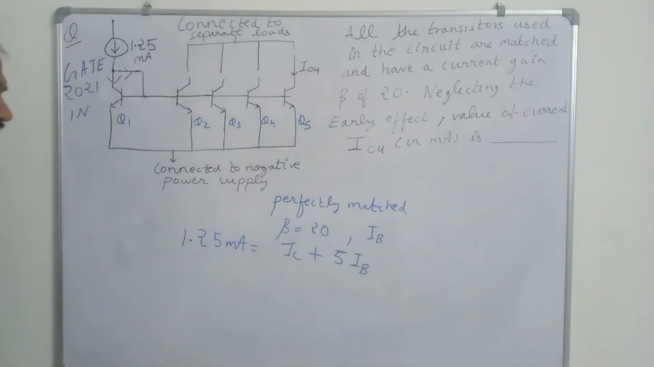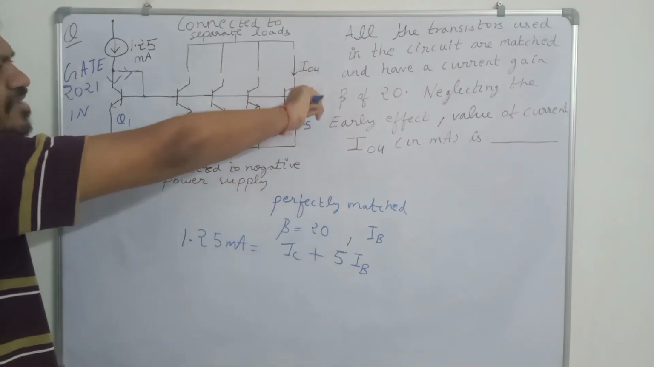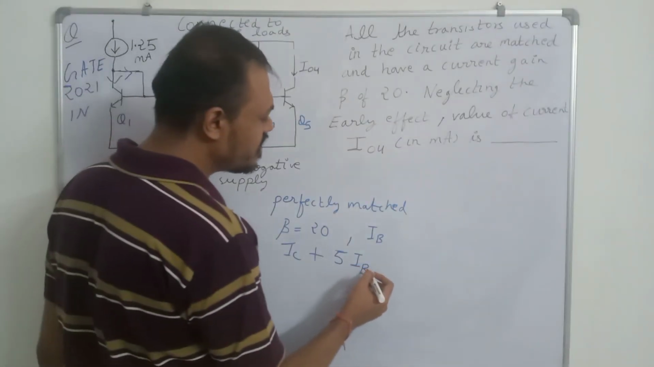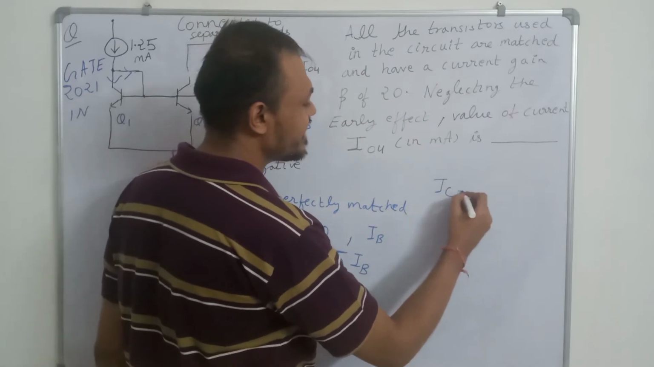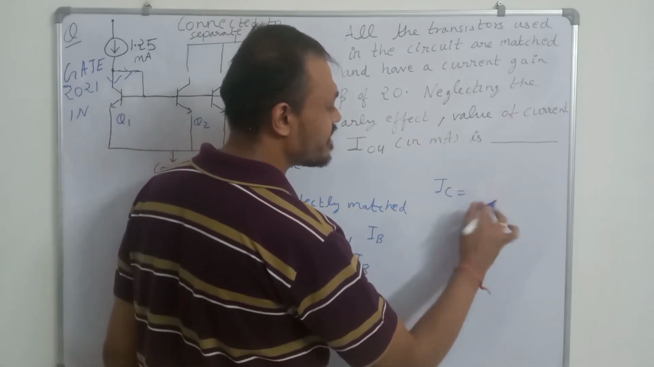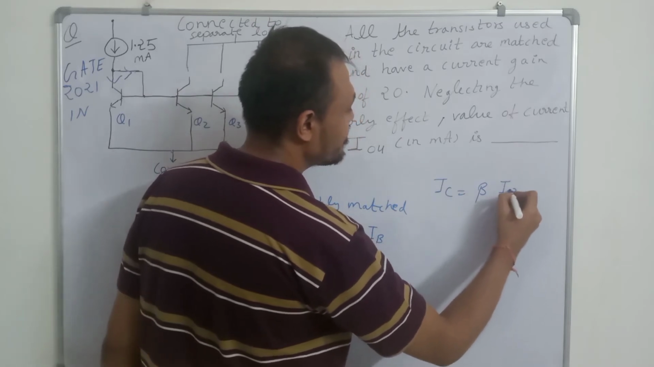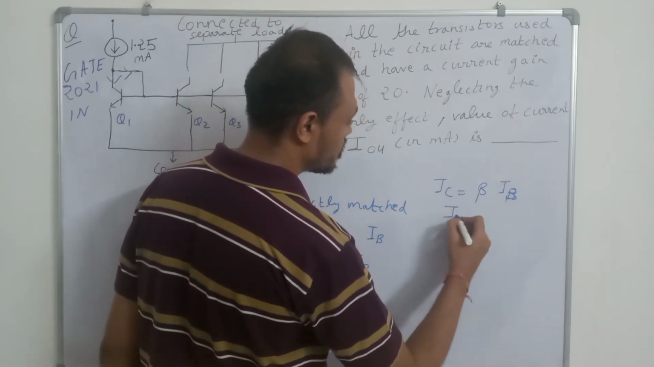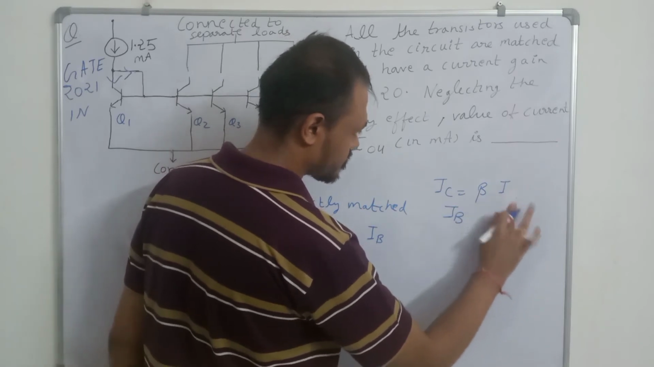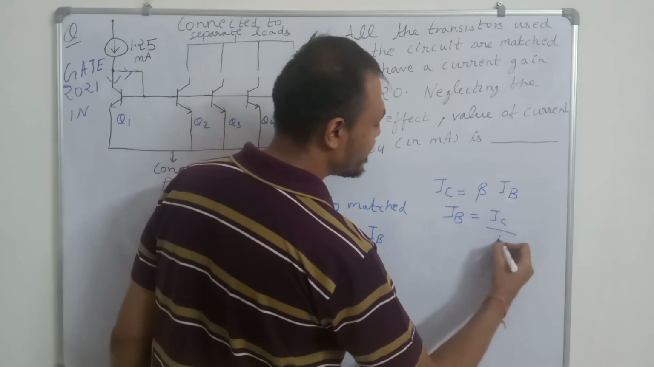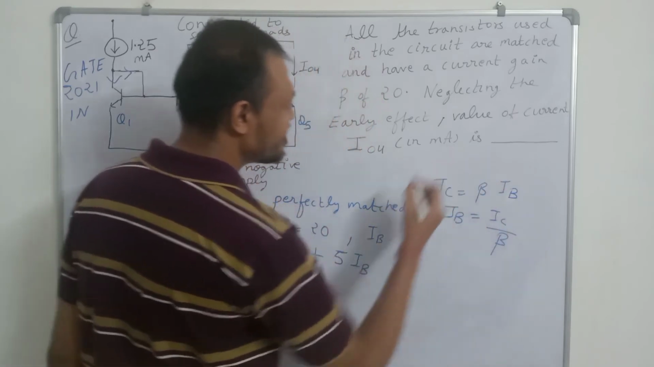So this is the equation. If you have any doubt in this equation, then you can comment in the comment box. Now we have to find the value of I04, which is nothing but the collector current of Q5. IC is obviously equal to beta into IB. This is the formula we all know: IC equals beta IB. So IB will be equal to IC upon beta, and the beta value is given to us as 20.